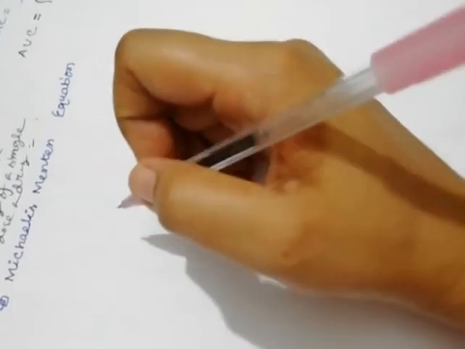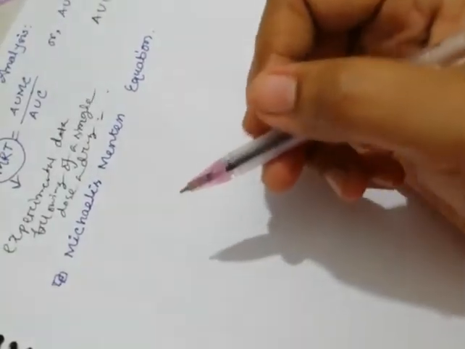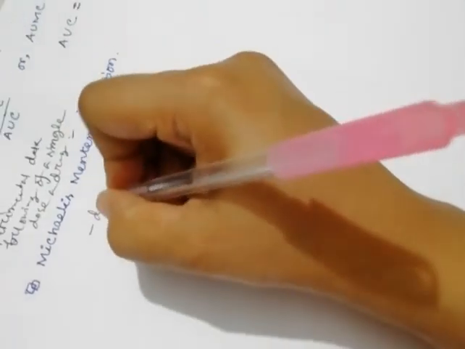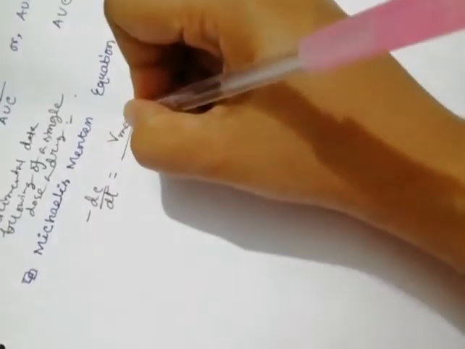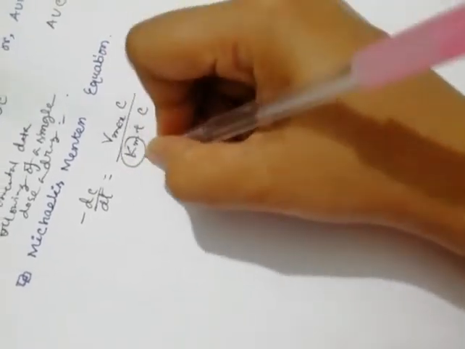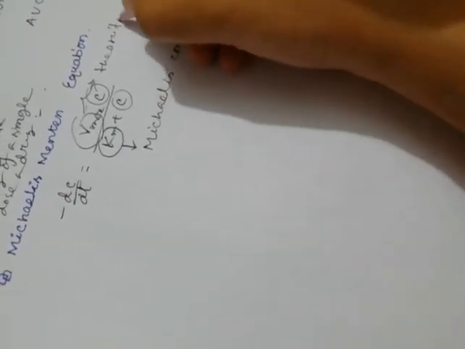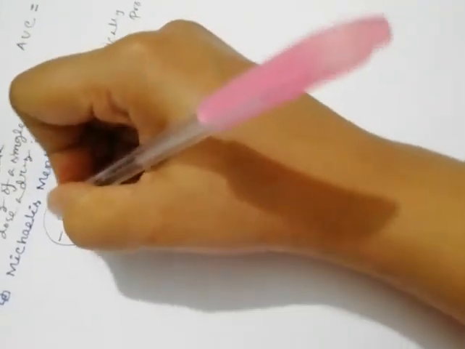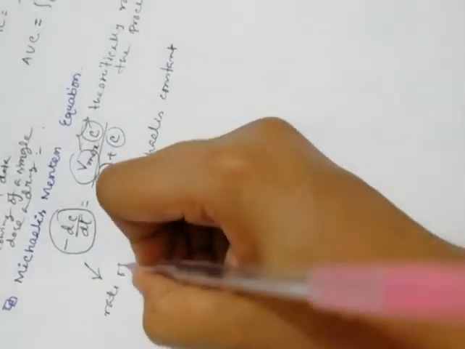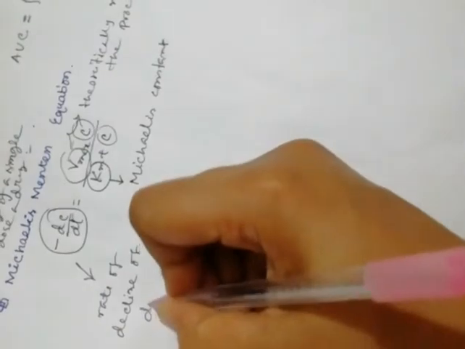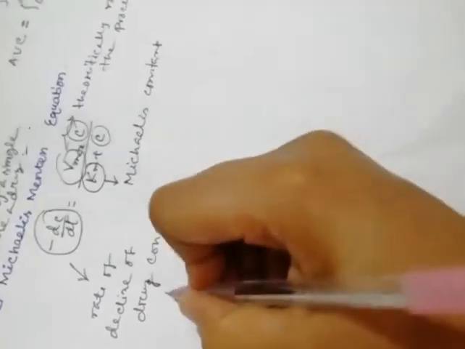And now the Michaelis-Menten equation, which is the most widely used model in pharmacokinetics, which is denoted by dC/dt equals Vmax times C over Km plus C. Here Km is the Michaelis constant, C is the variable, and Vmax is theoretically the maximum rate of the process, and dC/dt indicates the rate of decline of drug concentration with time.